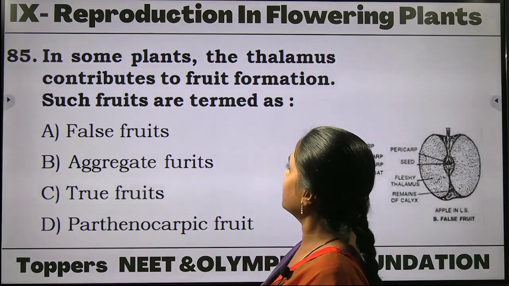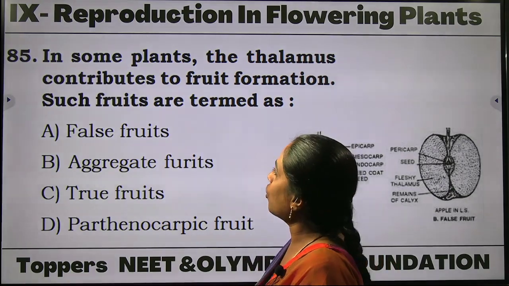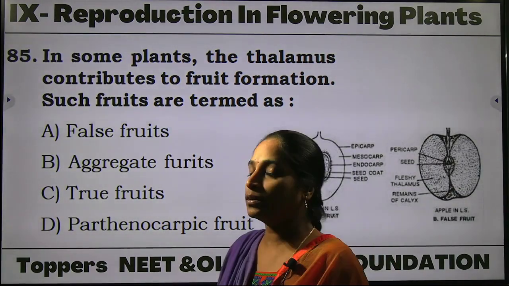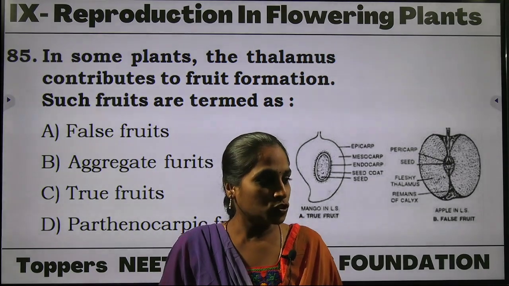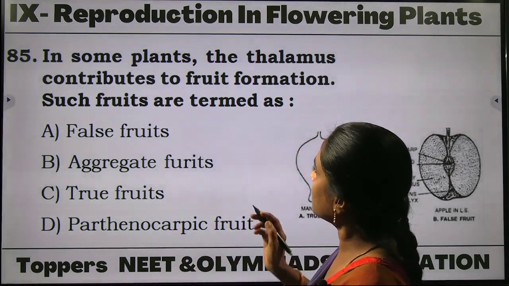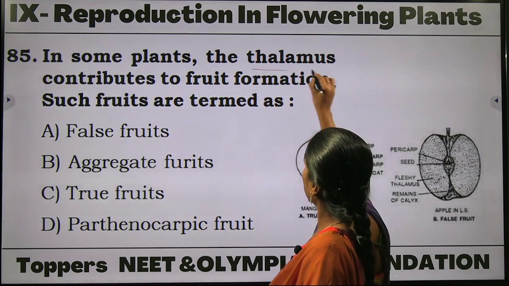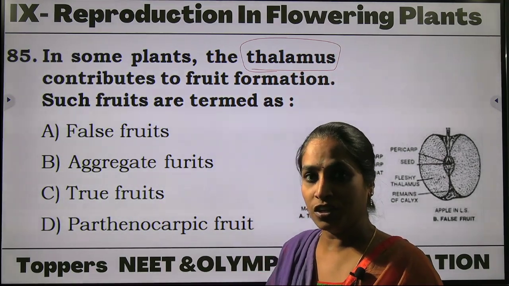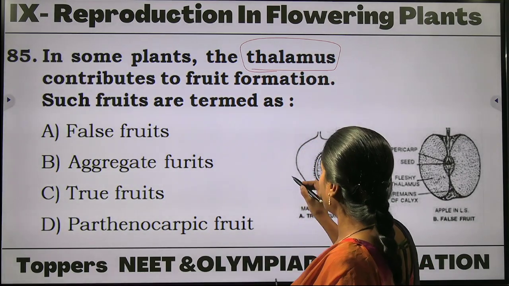In some plants, the thalamus contributes to fruit formation. Such fruits are termed as. Okay, so in some plants, the thalamus it seems. Where can we observe the thalamus? Thalamus is the cup-like structure which we can observe outside the ovary.